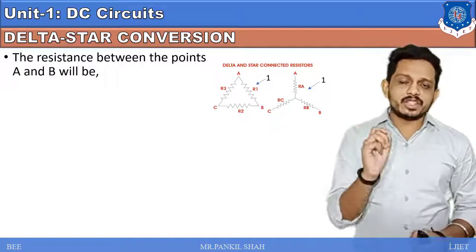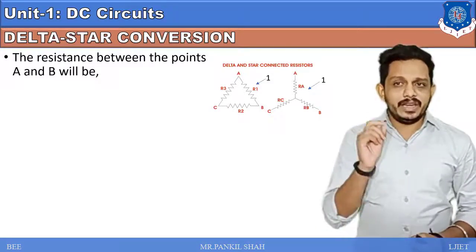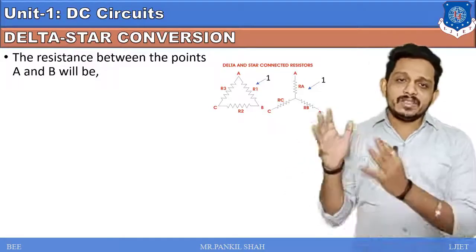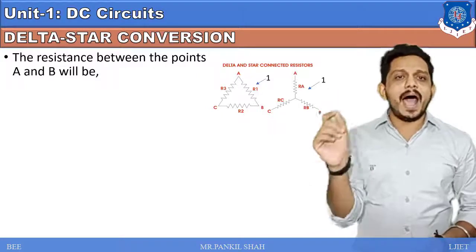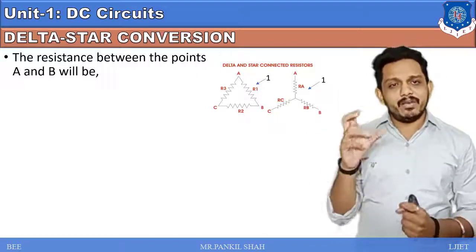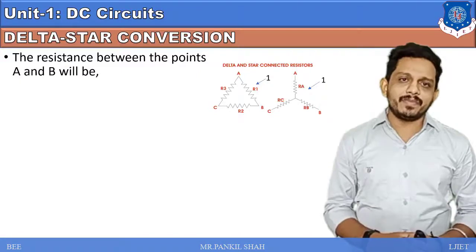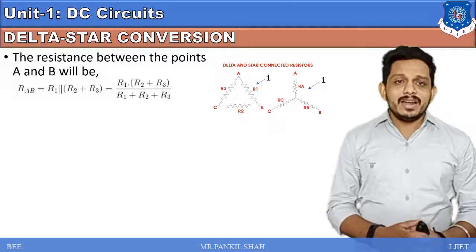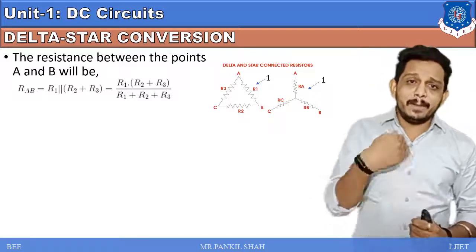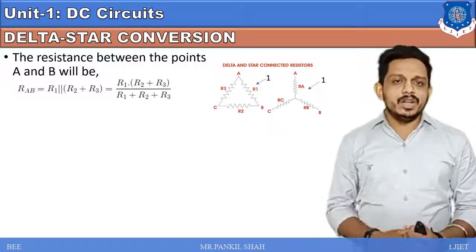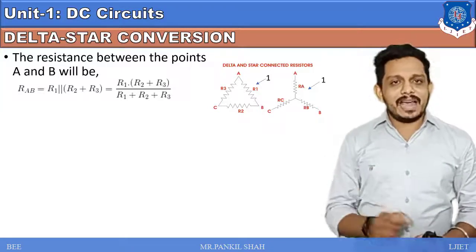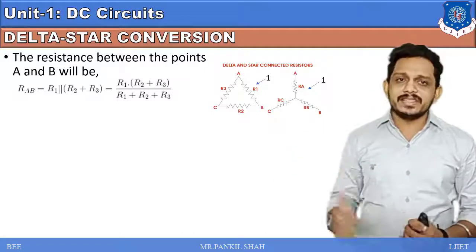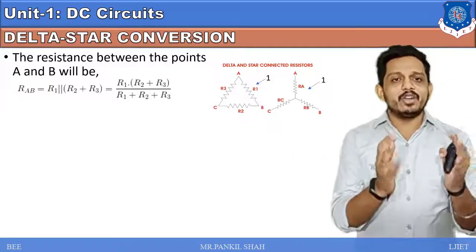So let's first define the equivalent resistance. The equivalent resistance between terminal A and B in case of this delta connection is given by RAB. So what is the equivalent resistance between terminal A and B? It is defined as RAB equals nothing but the resistance R1 in parallel with the series combination of the other two resistors. So R1 is in parallel with two resistances, that is R2 and R3. So you can say that R1 is in parallel with R2 plus R3.